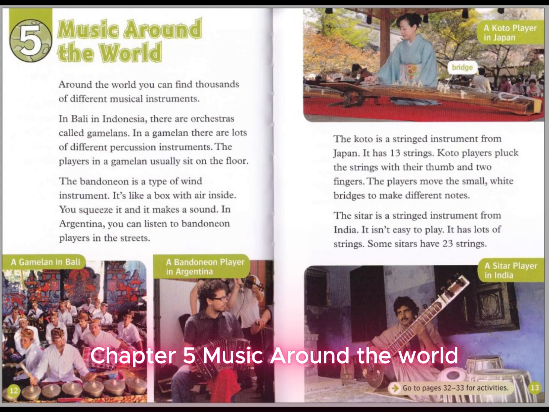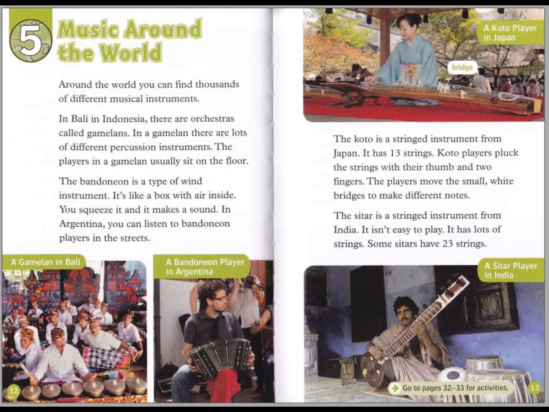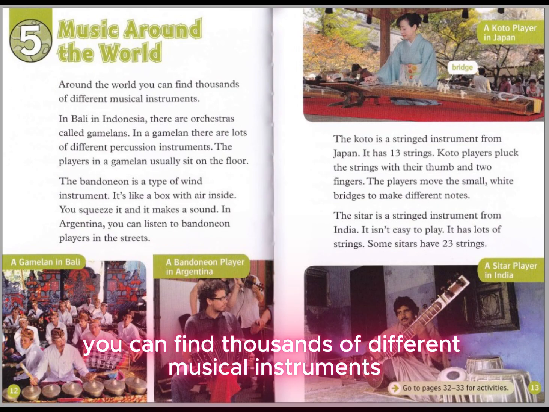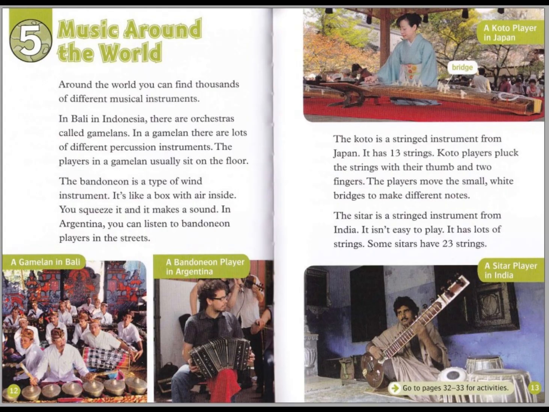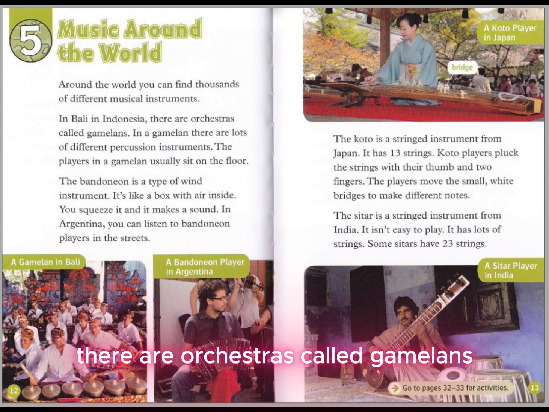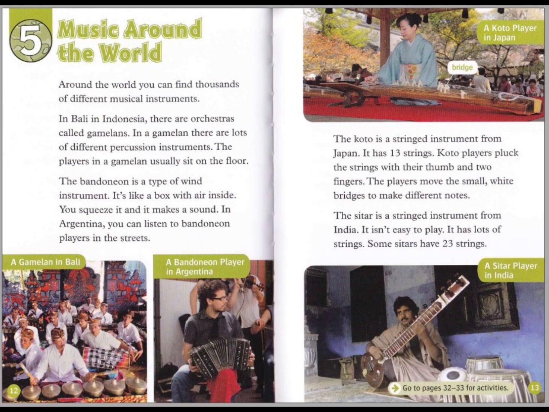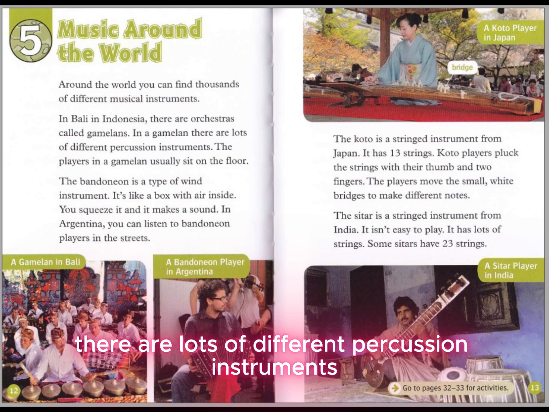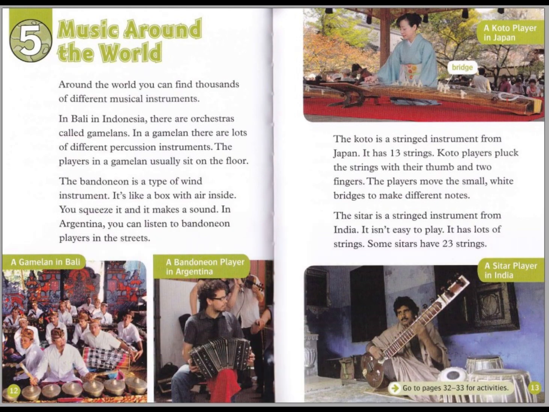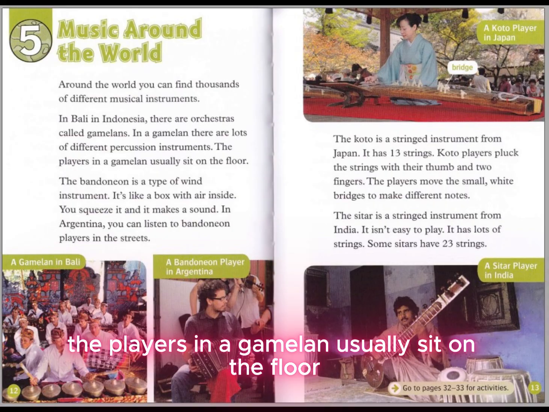Chapter 5. Music around the world. Around the world, you can find thousands of different musical instruments. In Bali, in Indonesia, there are orchestras called gamelans. In a gamelan, there are lots of different percussion instruments. The players in a gamelan usually sit on the floor.